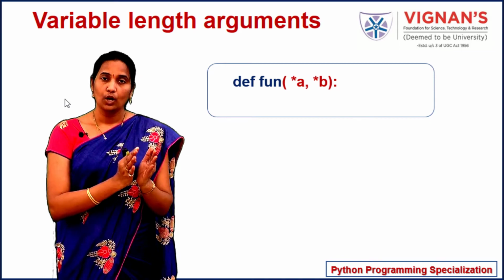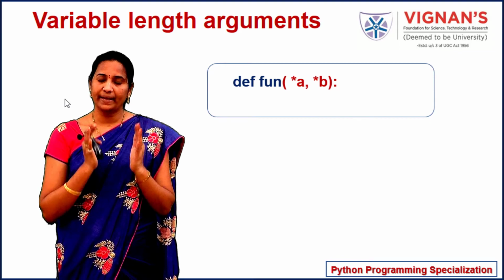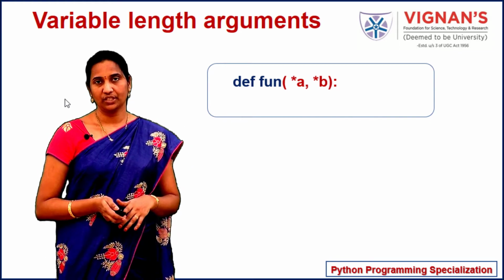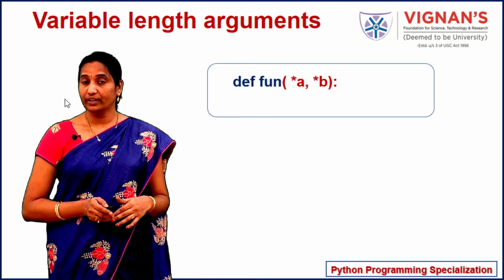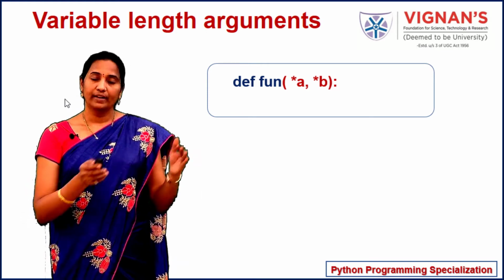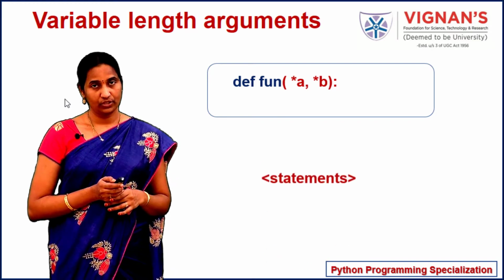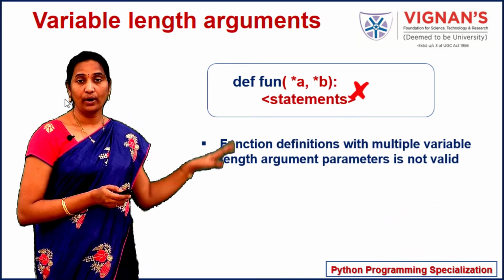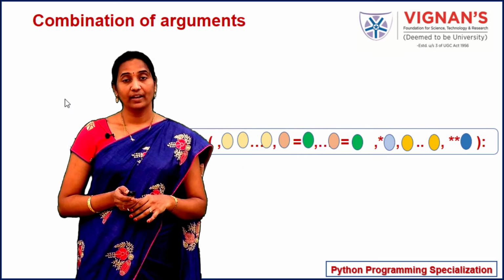You need to make a note of one thing: it is not valid to have more than one variable length positional parameter in a single function definition. So here this function fun is having two different parameters, both of type variable length positional parameters, which is not valid at all. So better to avoid such function definitions as these are invalid.